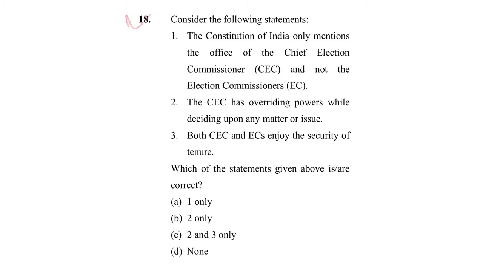Question number 18. Consider the following statements. The Constitution of India only mentions the office of the Chief Election Commissioner and not the Election Commissioner. No. In Article 324, Constitution explicitly states that the Election Commission shall consist of Chief Election Commissioner and other election commissioners, and the other election commissioners will be appointed by the President from time to time. The Chief Election Commissioner has overriding powers while deciding upon any matter or issue. This statement is also incorrect. Why? Because the Chief Election Commissioner has no overriding power, and in case of difference, the Commission decides.